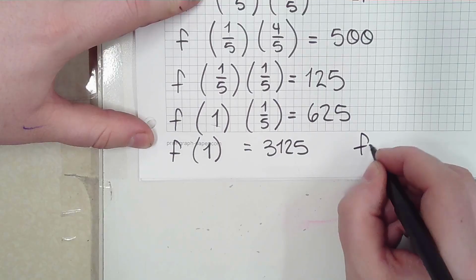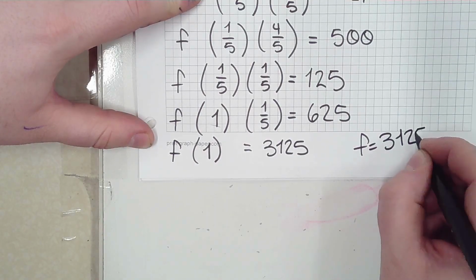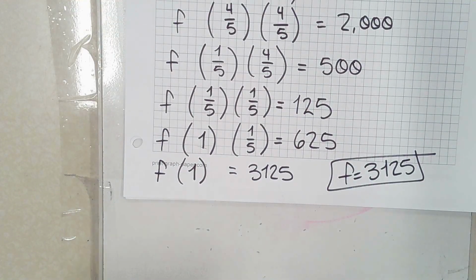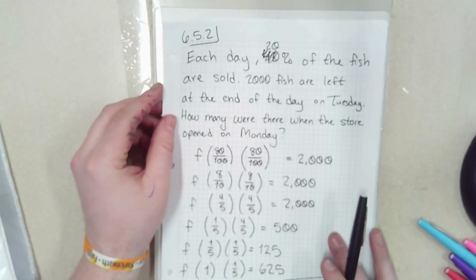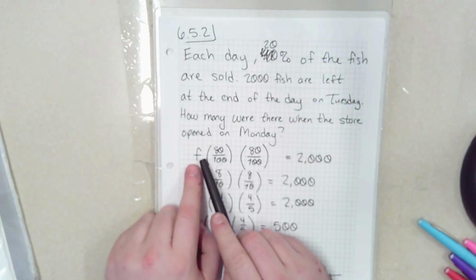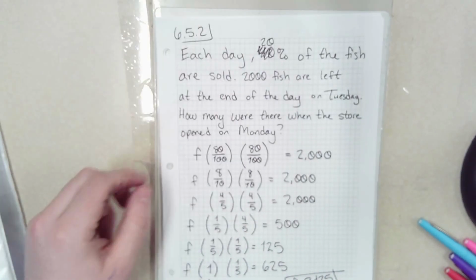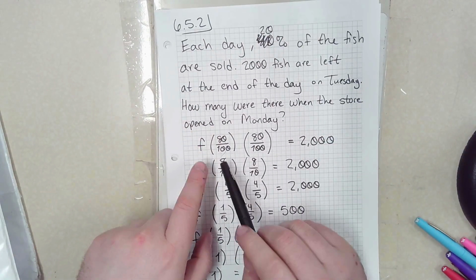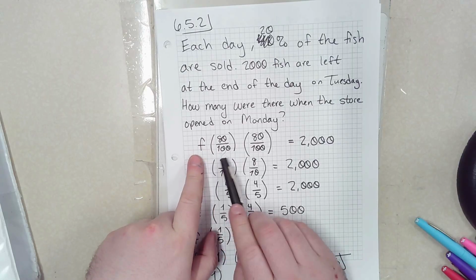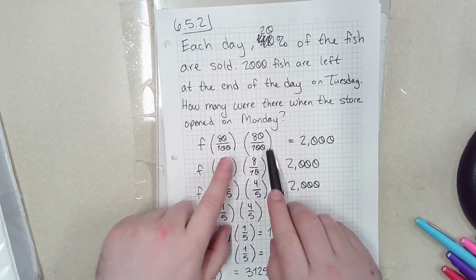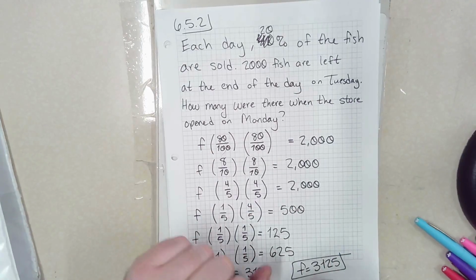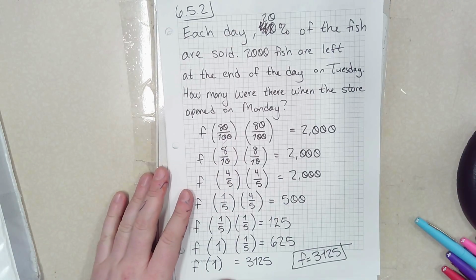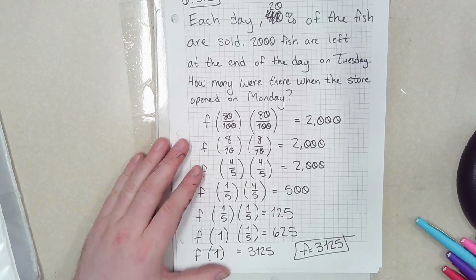So F, the original amount of fish, should have been 3,125. So the setup is key here, right? I know if I reduce the original amount, we'll call the original amount F, that's what we're looking for. If I reduce the original amount by 20%, that means 80% is left over. So I need 80% of the original. And then I reduce it again, so I need 80% of that. After I've reduced it by 20% twice, I'll have 2,000 left over. The rest of this is just simplifying fractions and multiplying across.